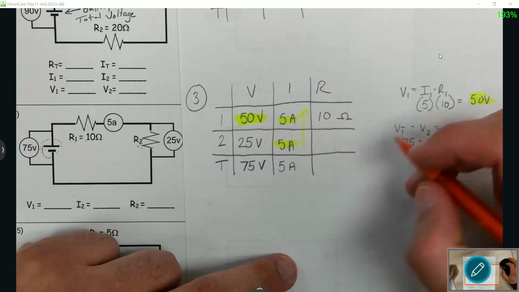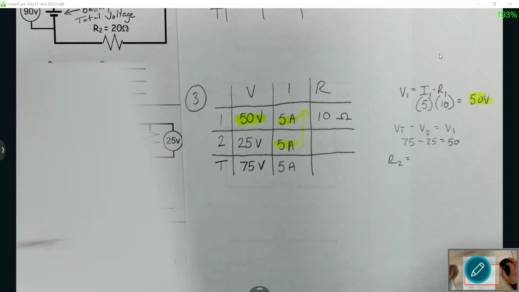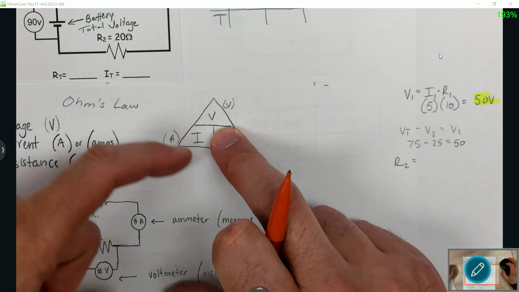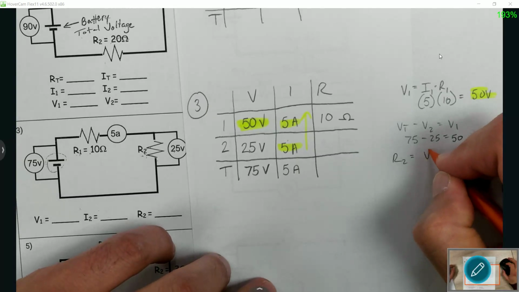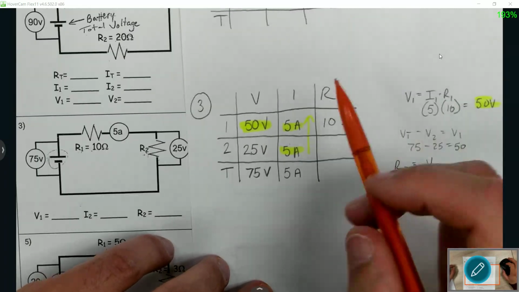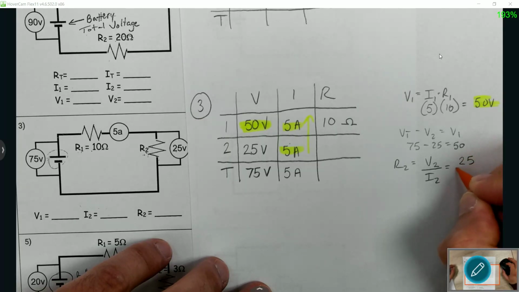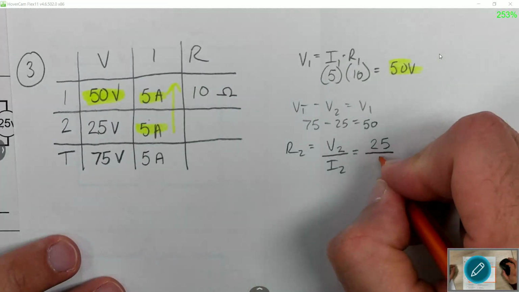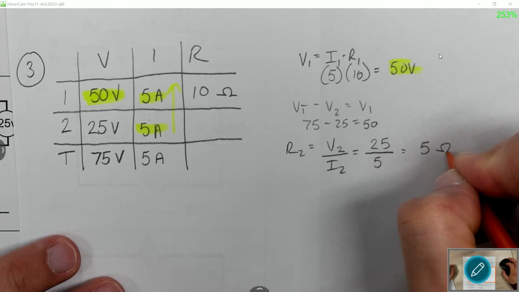So if I want R2, I have to use the triangle. Ohm's law triangle: if I'm covering up R, it's V divided by I. But it's V2 divided by I2. V2 is 25. I2 is 5. And so 25 divided by 5 is going to give me 5 ohms.